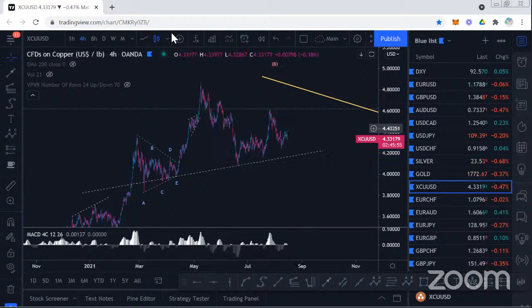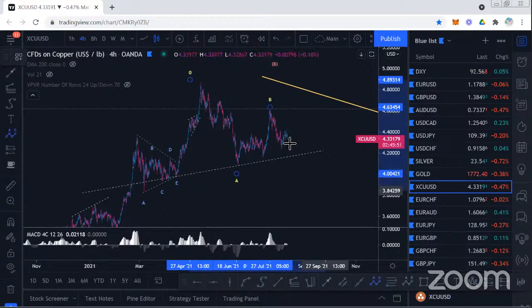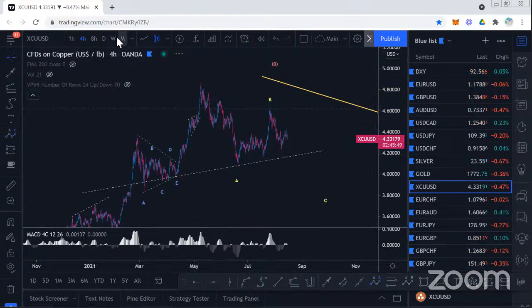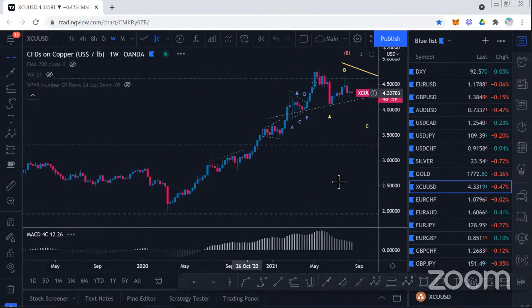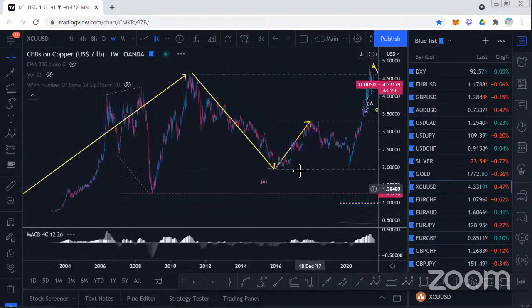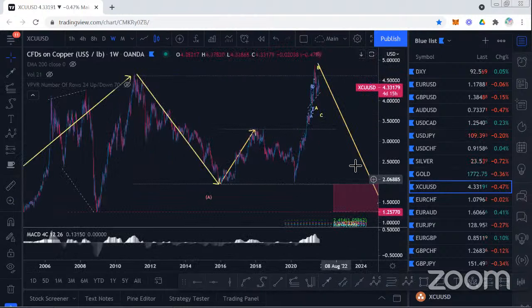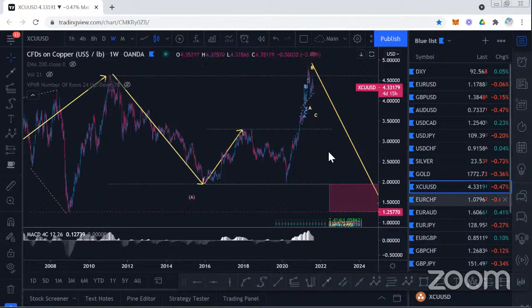So on the lower time frame, it's potential again that this is your ABC. But at the end of the day, the higher time frames are confirming that we are heading lower in copper, and we should at least go below 2. So again, part of that dollar bull market and resources turnaround.